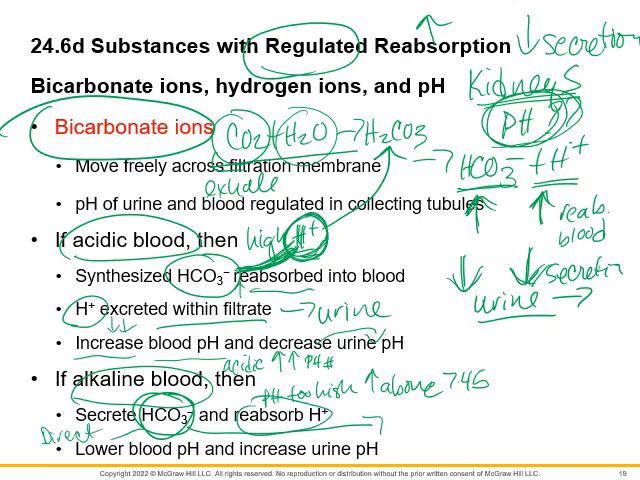Or we could reabsorb hydrogens. The hydrogens will bind to the bicarb that's in the blood that's making it too high, and then we can drive the reaction backwards and exhale. This is going to lower the pH. Remember, the blood pH is too high, it's alkaline. We're going to lower the blood pH, and we're going to increase the urine pH.